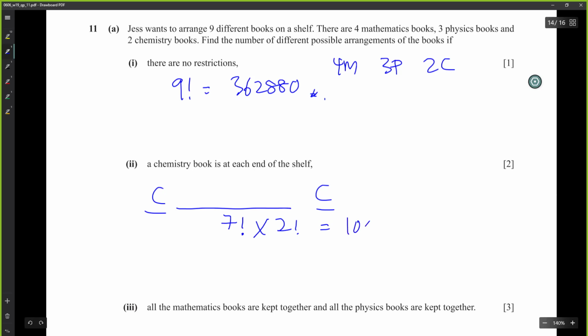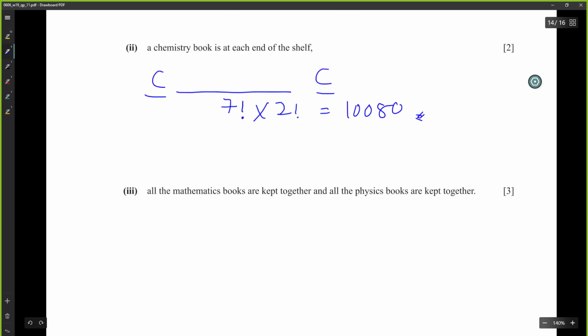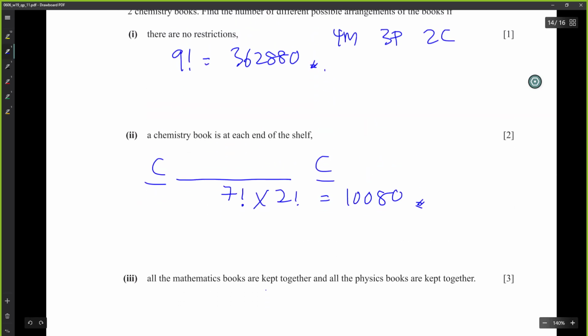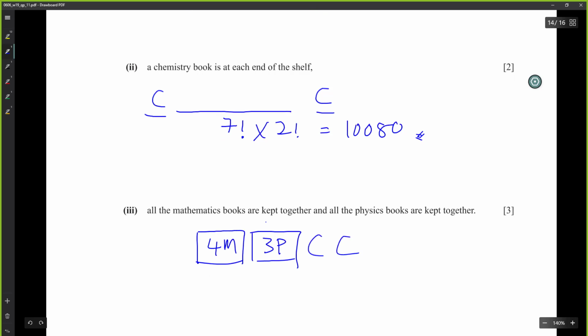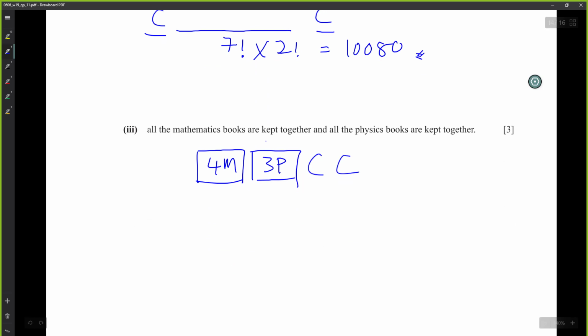So it's 10080. All the mathematics books are kept together and all the physics books are kept together. So I need to group the math and then I need to group the physics. So that means I have chemistry book I do not need to keep, right? So now this is how I do this kind of keep together type of permutation questions.